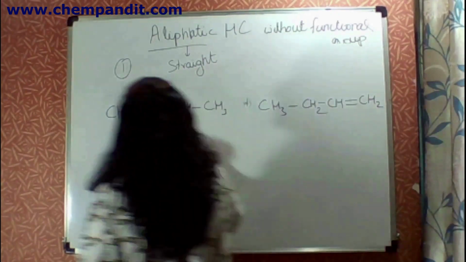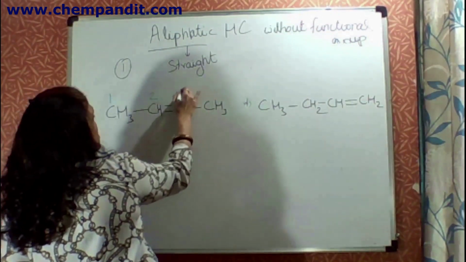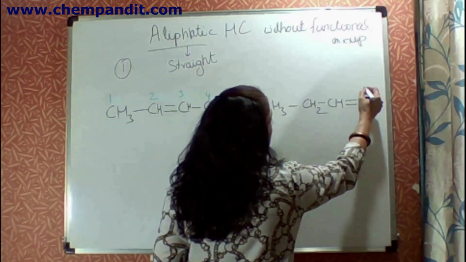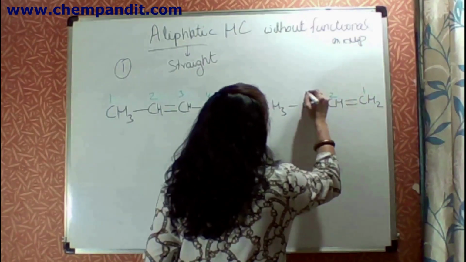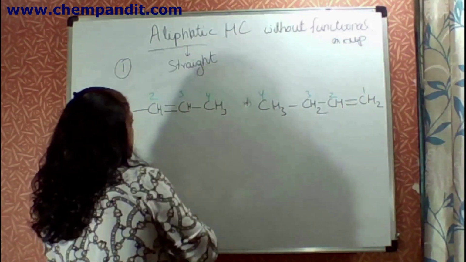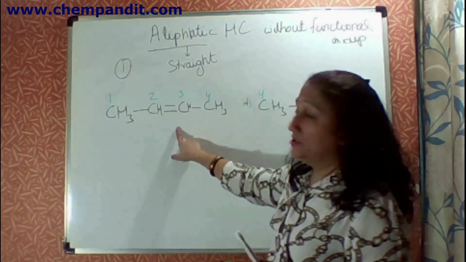So let's see, suppose I number this from left to right. This is 1, 2, 3, 4. And suppose I number it from right to left: 1, 2, 3 and 4. In this case, the double bond is coming where? On which carbon atom? 2 or 3?